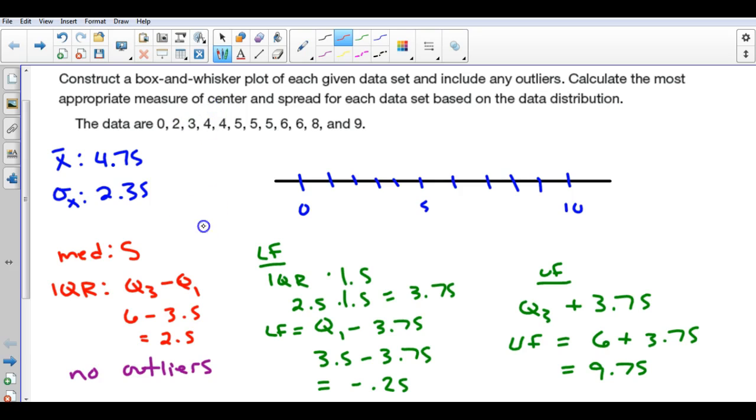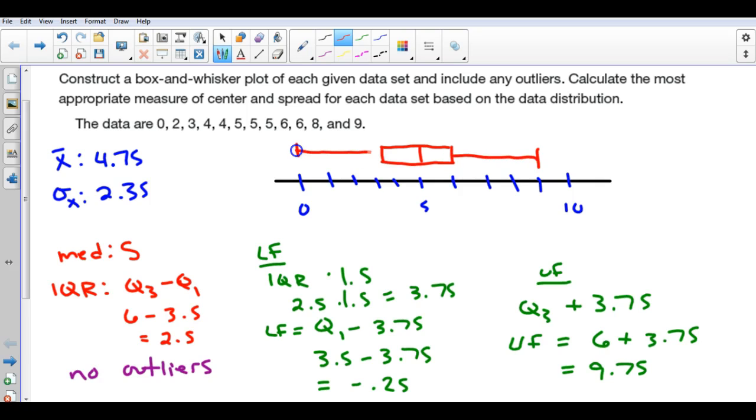I'm going to take my 5-number summary, which I had a minimum of 0. I had a quartile 1 of 3.5, so that's going to be here. My median was 5. My third quartile was 6, and then my maximum value was 9. So as you can see, it's a pretty symmetric looking data set.